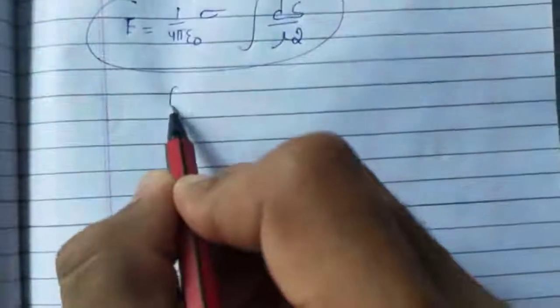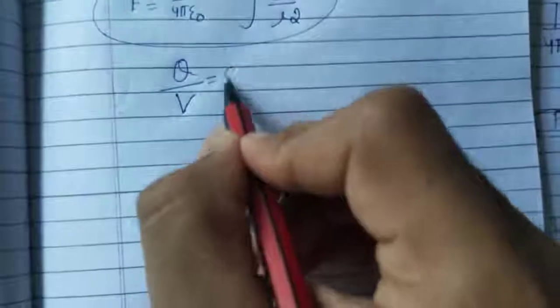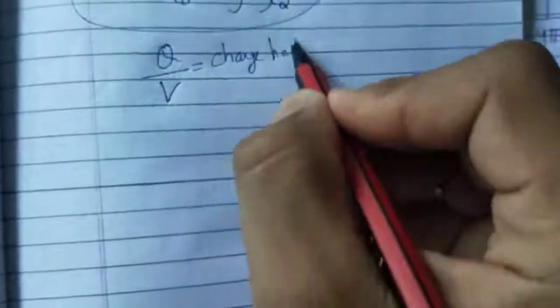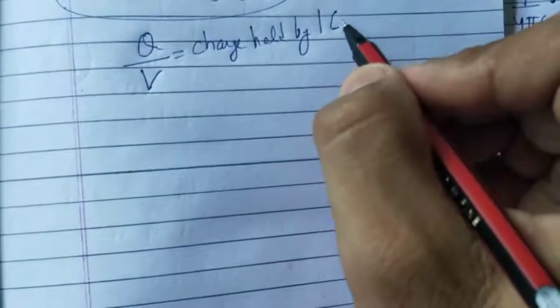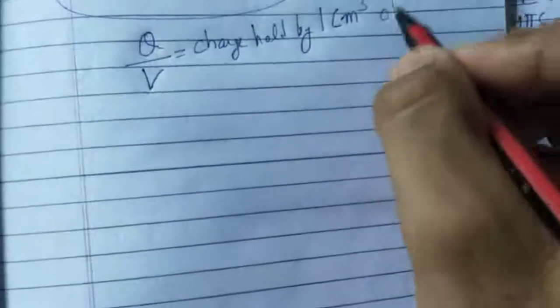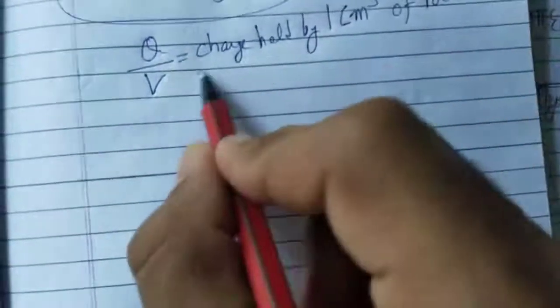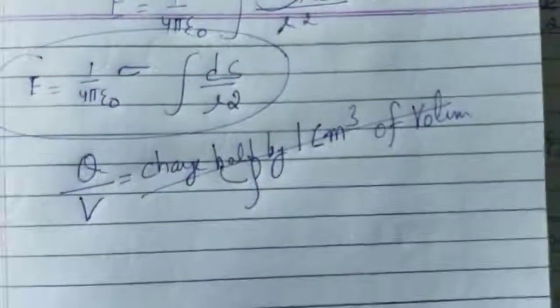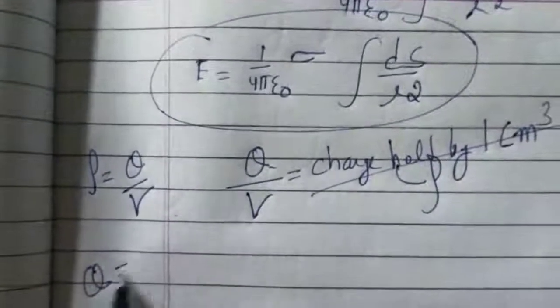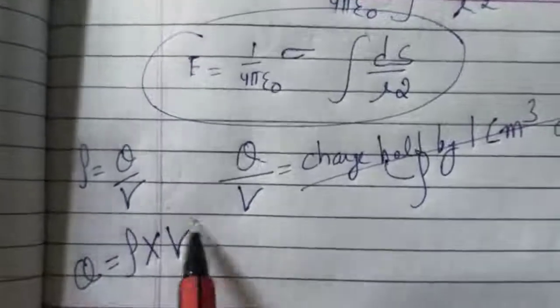That means if you divide the total charge held by a sphere by the total volume of the sphere, you will get the charge held by 1 centimeter cube of volume. And what are we denoting this charge held by 1 unit volume by? We are denoting it by rho. That means rho is equal to Q upon V. And what is the value of Q? The value of Q is equal to rho into V.